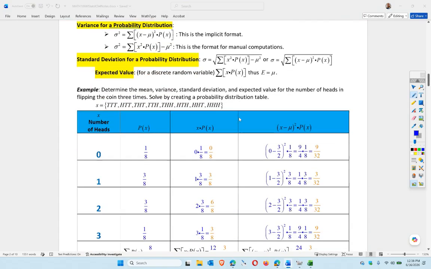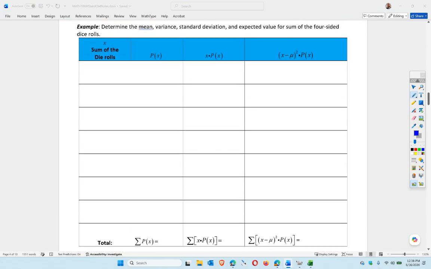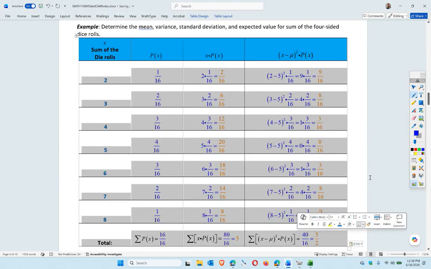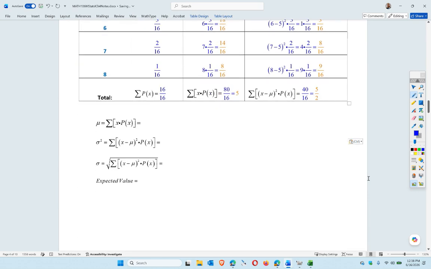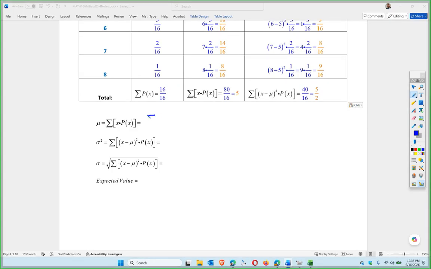Okay, let's go back to the correct page here. So the dice roll problem, we essentially did this in the spreadsheet, and this is what we got. As a result, our mean was 5, our variance was 2.5, and the square root of 2.5 is the standard deviation we got.